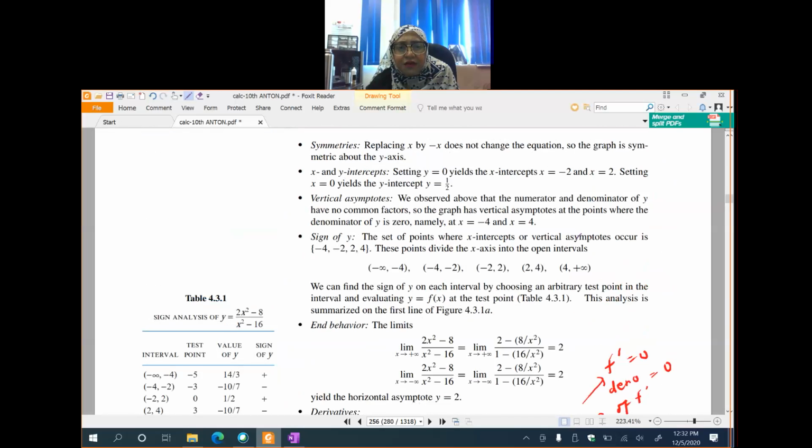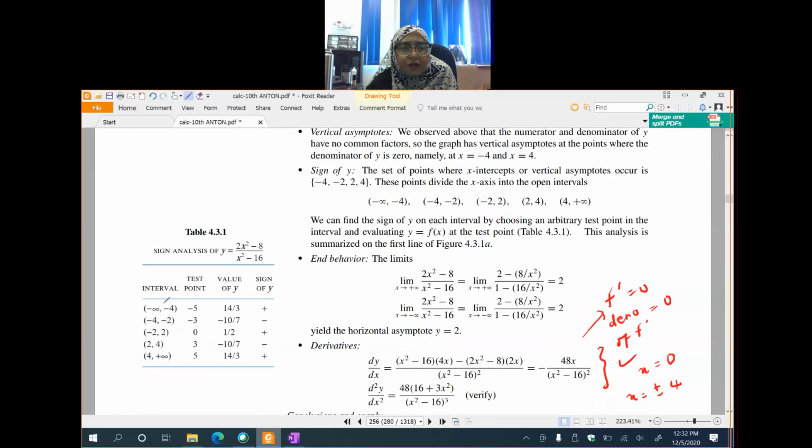Wait, I still don't see why we have to consider negative 2 here. But when determining the intervals, why do we have to consider negative 2? Negative 4 is correct. They should also consider 0, but they don't.